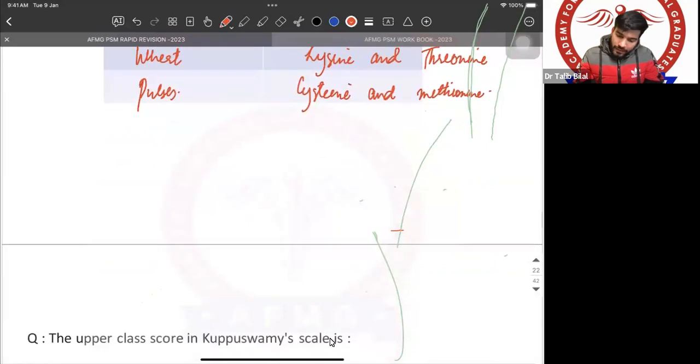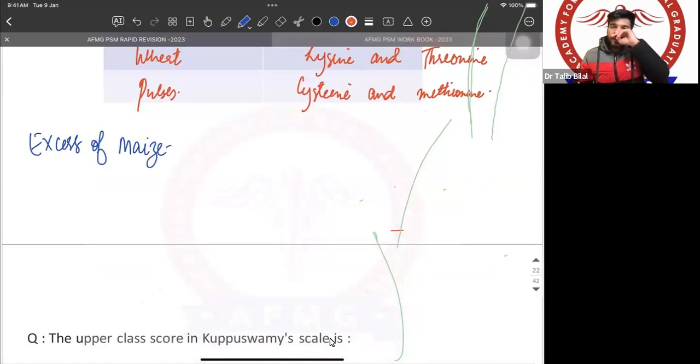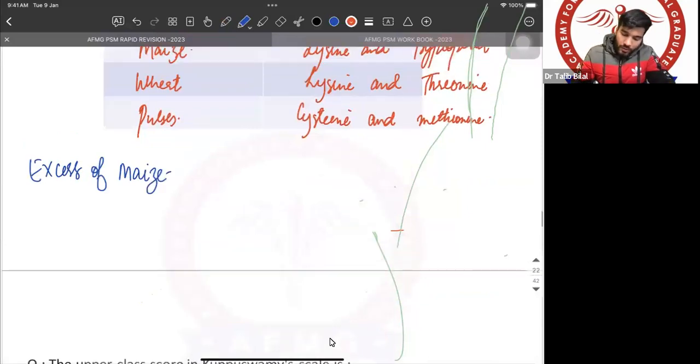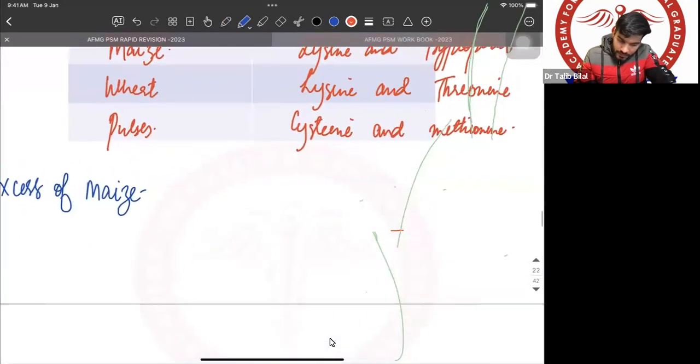Remember one point, guys. It might be useful. Excess of maize. If a patient is taking excessive maize, in maize, what do we have?